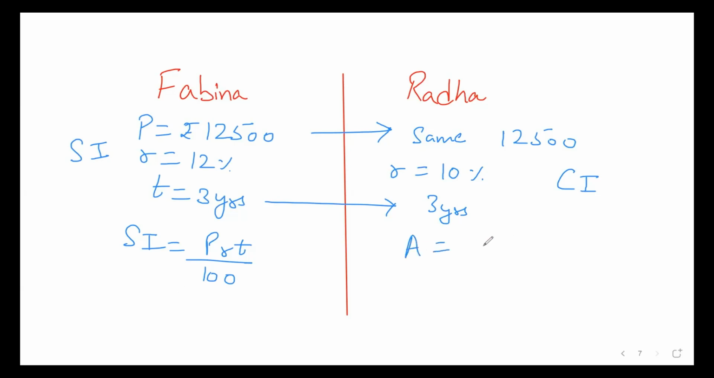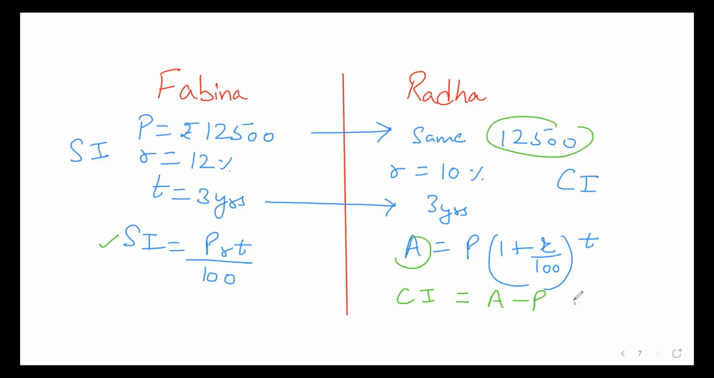So apply the amount formula, that is P(1 plus R upon 100) to the power T, and then you have to find out the interest, because at the last of the question they are saying who pays more interest and by how much. So they are talking about interest. So in the case of Fabina, no need to find anything else, you just have to find simple interest. But in the case of Radha, you have to find compound interest because they are talking about the interest part, not the amount. So interest will be amount minus principal. So you have to subtract this amount minus the principal and then you will get the compound interest.